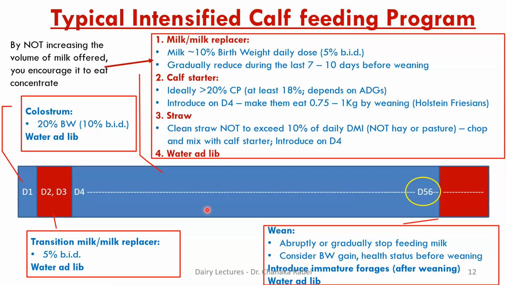We give straw because if we give pasture, because the animal likes it, because it's a natural feed for the animals, they will keep on eating it. They will continue eating it until they are full. And so what happens when they are full? They are not getting a lot of energy from the pasture, right?